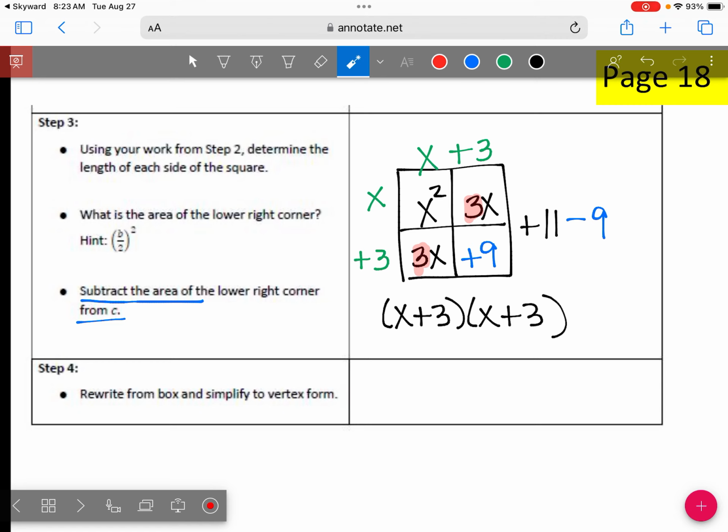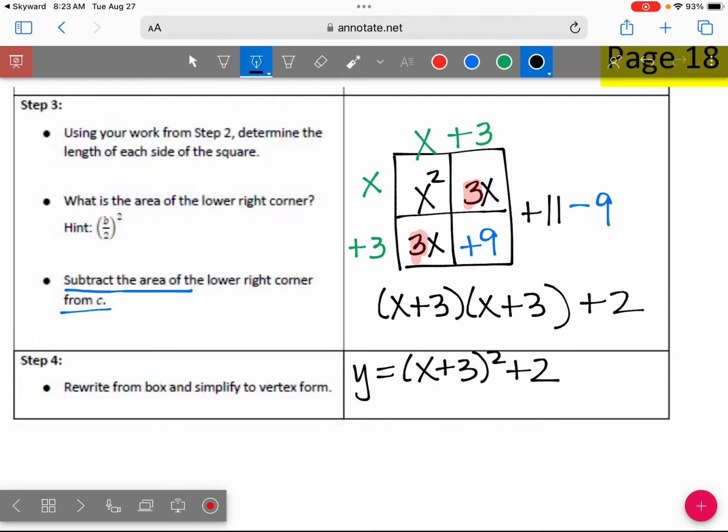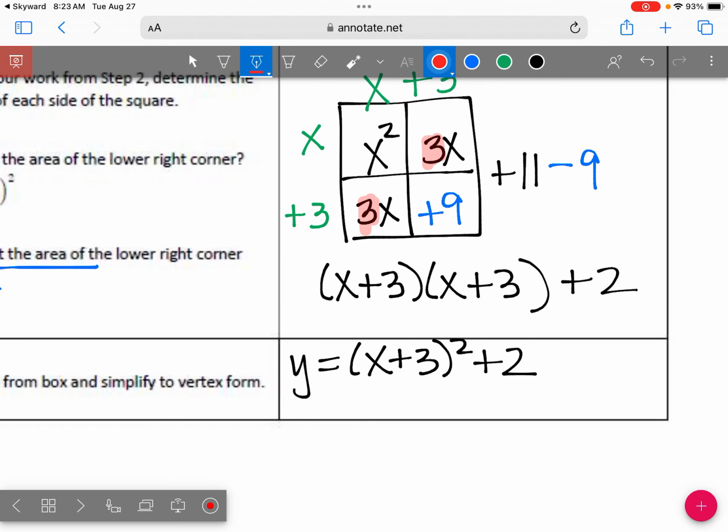What did you all get? 2. Thank you. So a 2 goes here. In mathematics, instead of writing something twice, another way to do that would be to say y equals x plus 3 squared plus 2. This is vertex form.